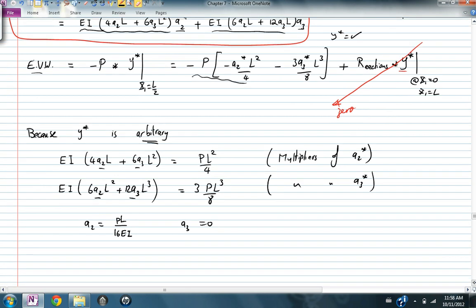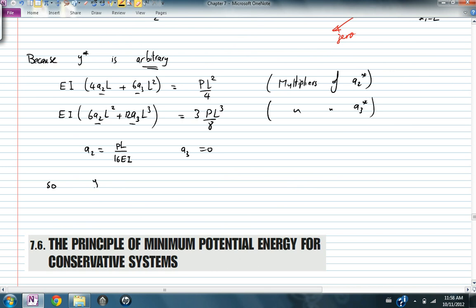And so the approximate solution, which is equal to a1, a2 (x1 minus L) plus a3 (x1 squared minus L squared). The approximate solution has the form, this is 0, and a2 is equal to PL over 16EI times (x1 minus L).